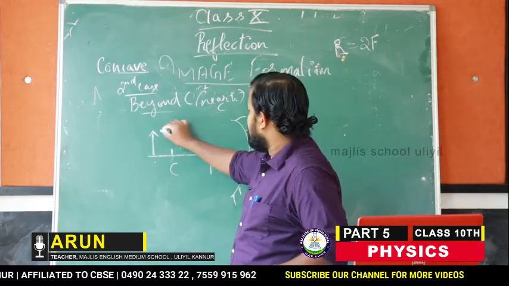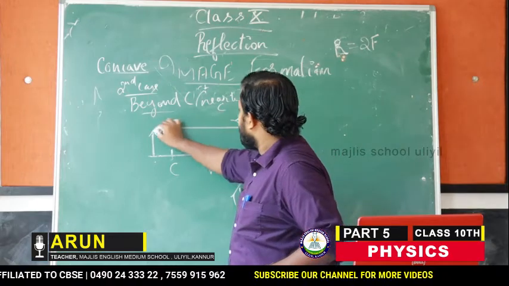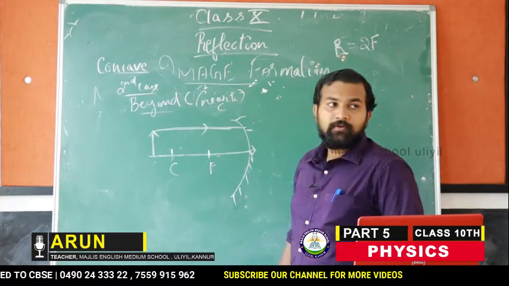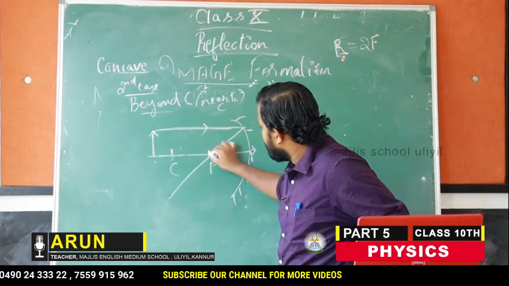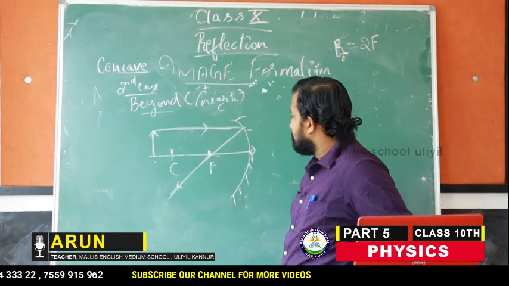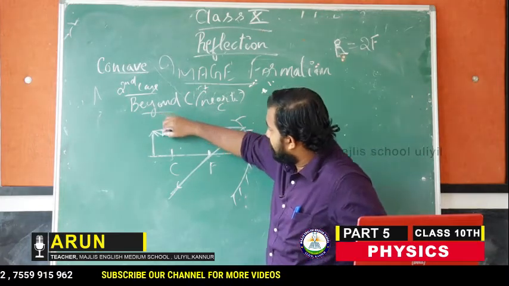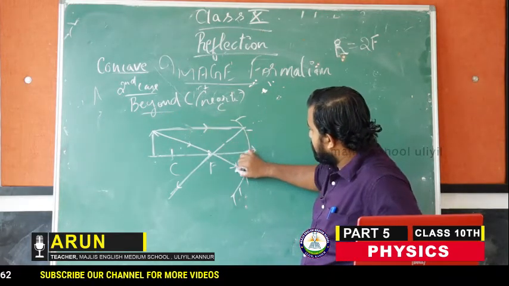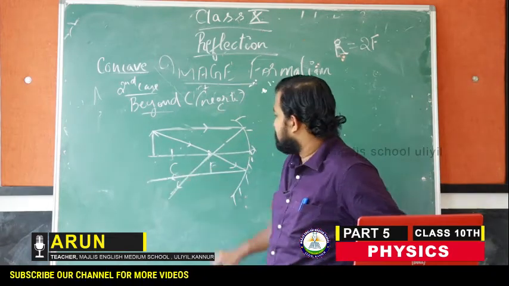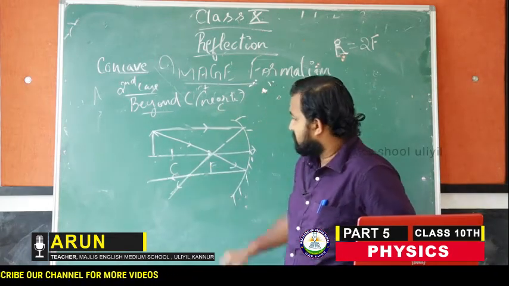One ray will be parallel. It will move through the focus. Another ray will be coming through the focus. It will move parallel to the principal axis. So where is the intersection?